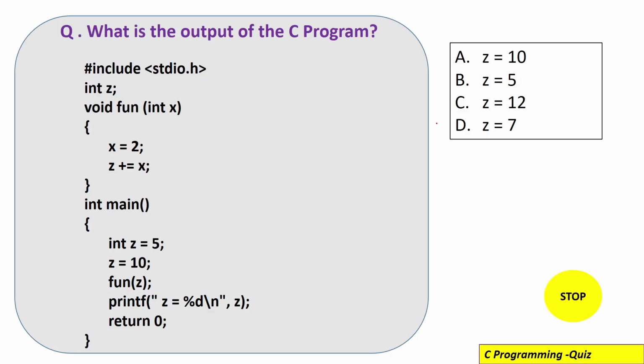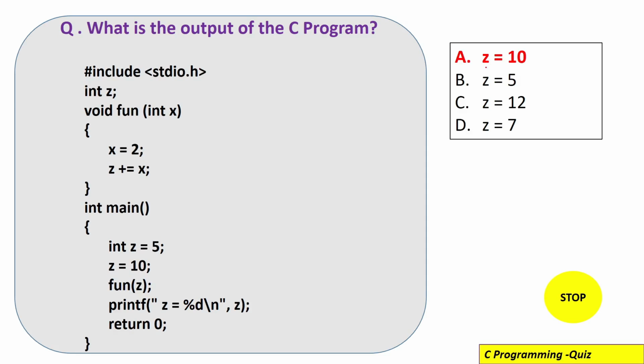So I hope you have got the answer. The correct answer for this question is option A. That means z equal to 10 will come as the output. So let's see how we are getting this answer.